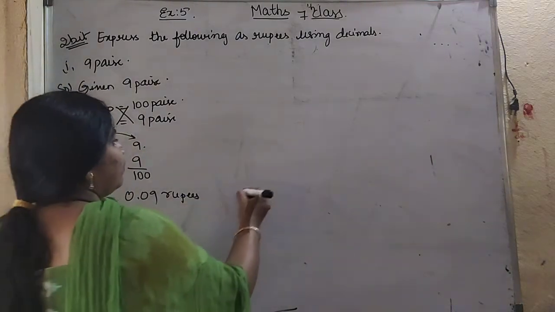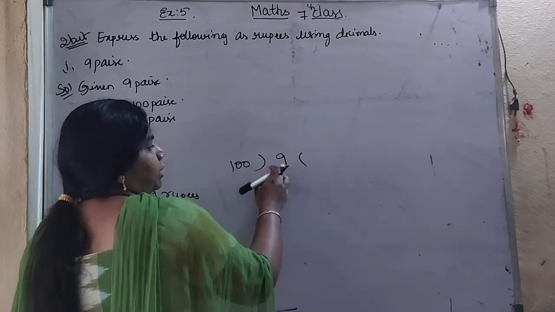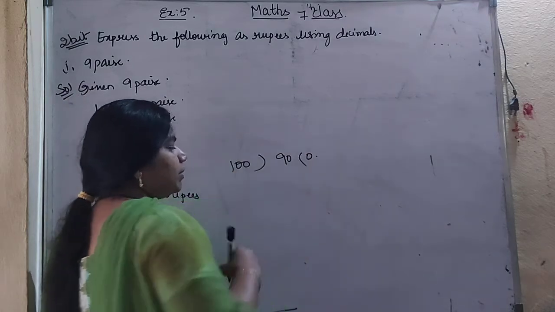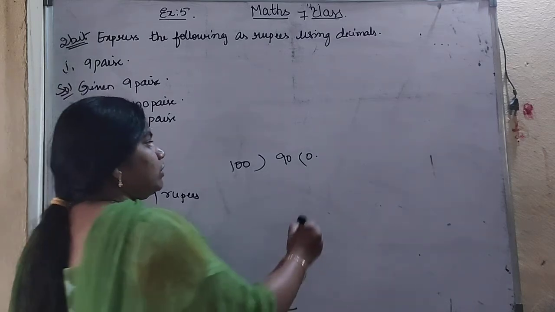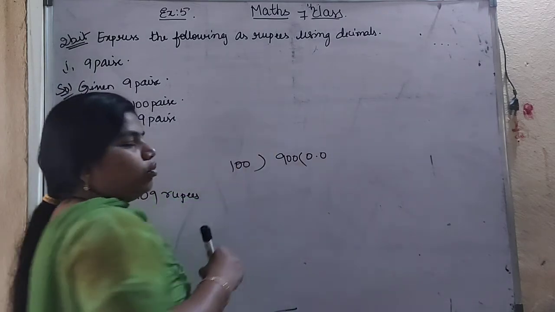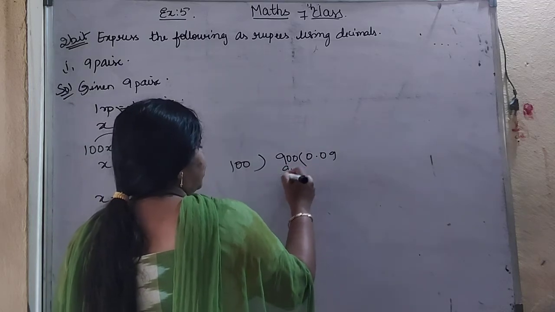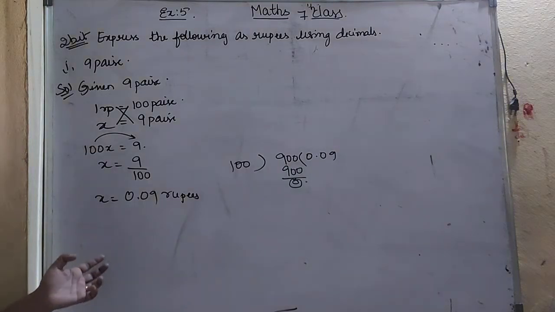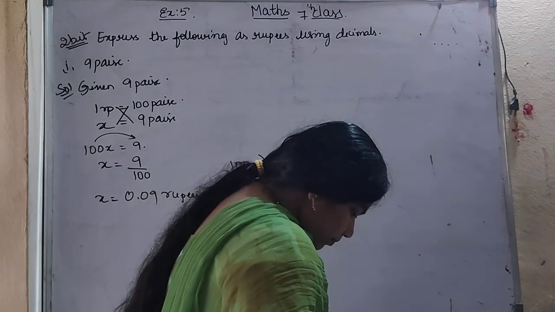If you want, you can divide this. In 100, 9 will not go, so you keep 0.0. In 100, 90 will also not go, so 0.0. Now 100 nines are 900, and you get the remainder as 0. The same value we got here, 0.09 rupees. So this is our first one.